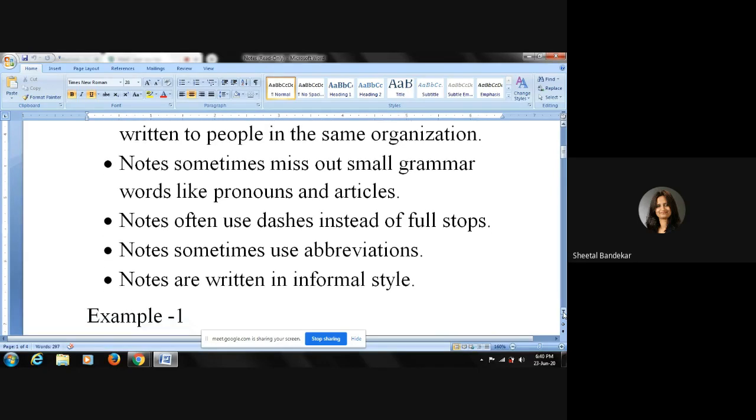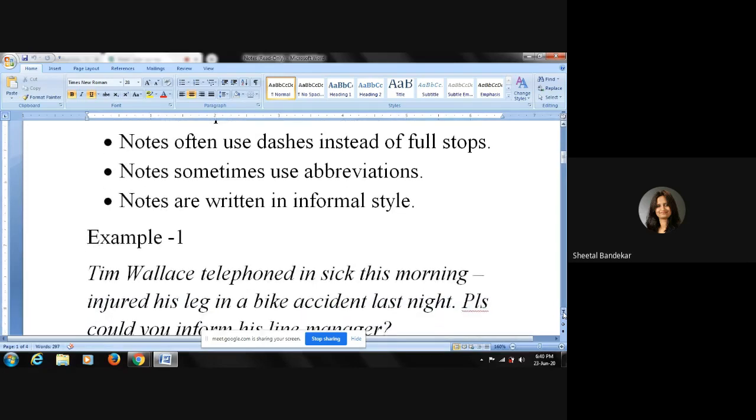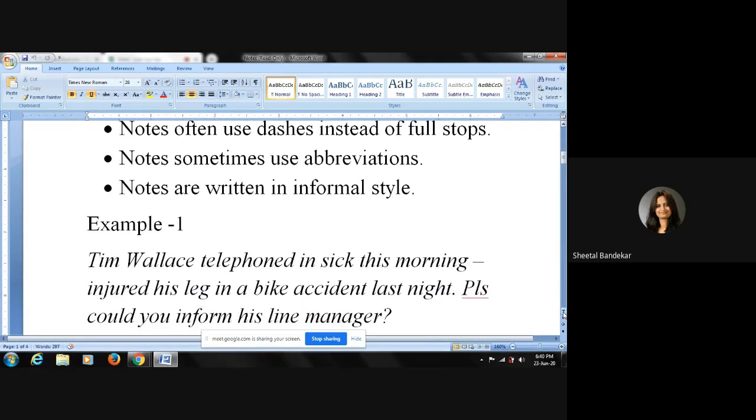Please go through this very carefully so you get an idea. Now look at this text. See, it's a very short message. Tim Wallace telephoned in sick this morning, injured his leg in a bike accident last night. Please could you inform his line manager.